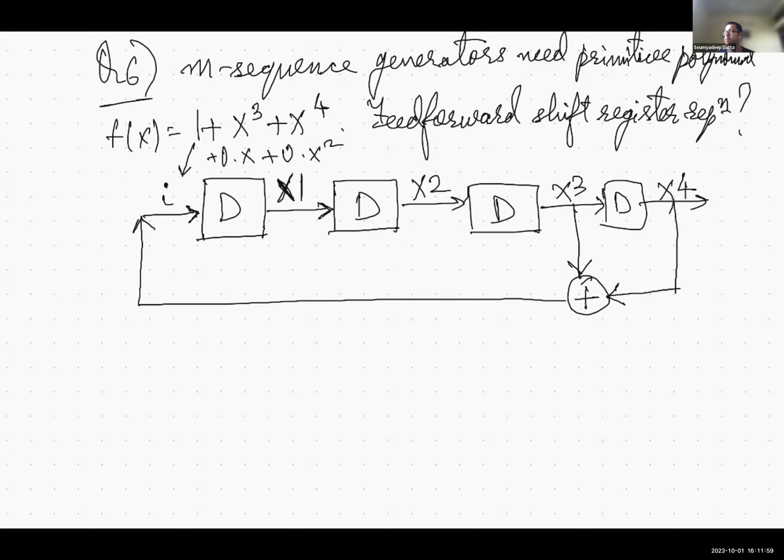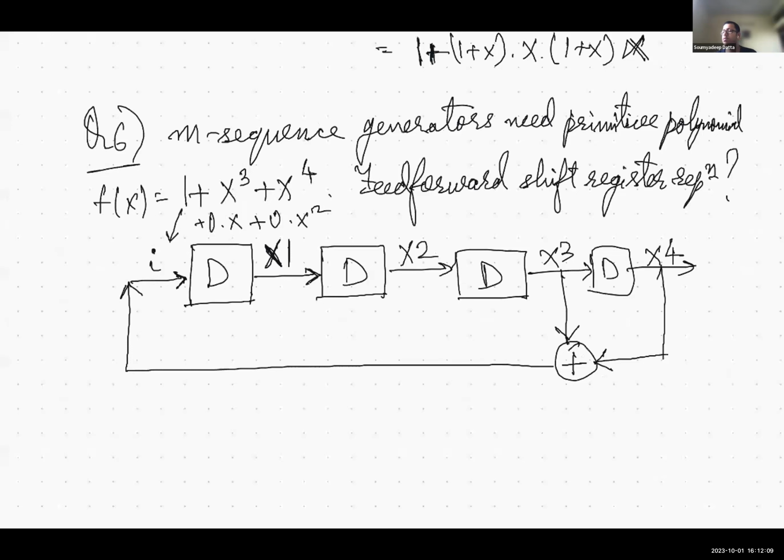Is it clear? Just revise again. It's a 4-degree polynomial, so you will need 4 delay lines, one after the other, consecutively. Input comes into the first delay line, and you get output x1, which corresponds to capital X. Then you get output x2 corresponding to x square. Output x3 corresponds to x cube. Output x4 corresponds to x to the power 4.